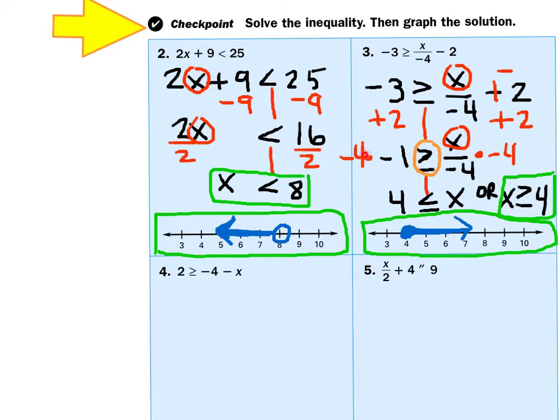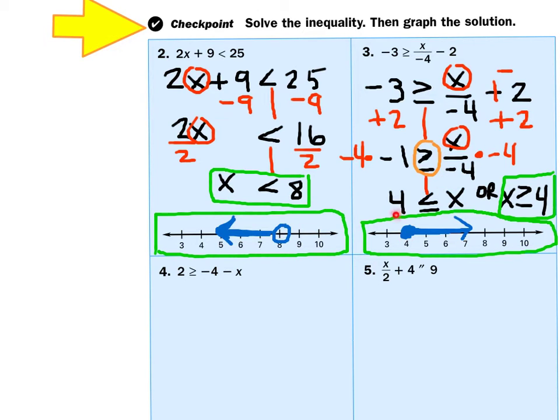around. So negative 4 times negative 1 gives me positive 4. The symbol flips around and becomes is less than or equal to. And then, of course, negative 4 divided by negative 4 creates that giant invisible 1 in front of the x.